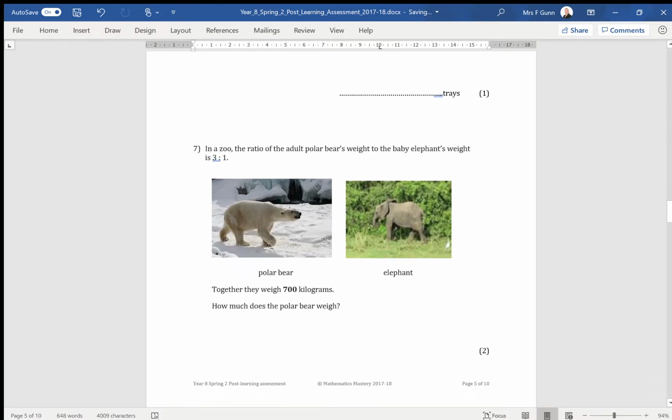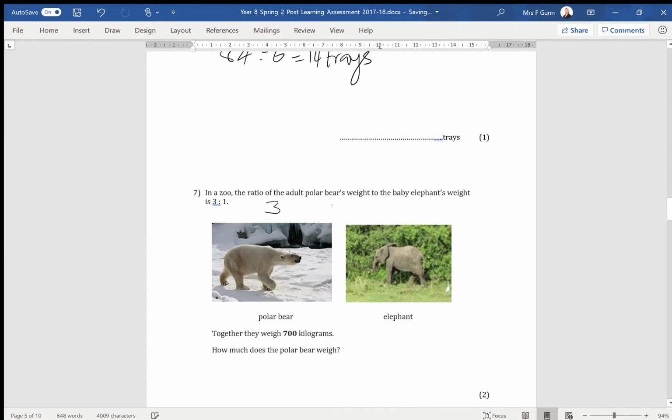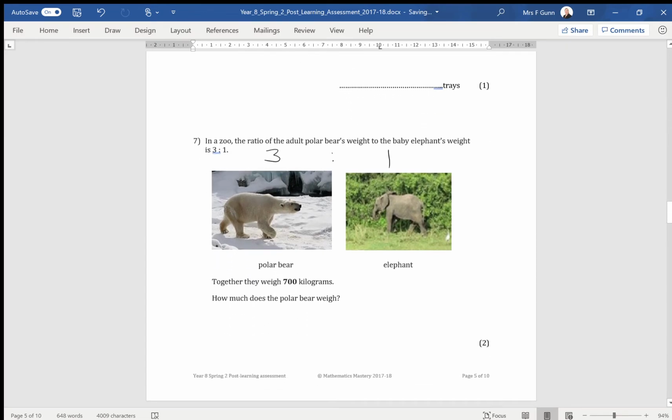In a zoo, the ratio of the polar bear to the elephant is 3 to 1. Together they weigh 700 kilograms. Okay, so if I add the 3 parts of the polar bear and the 1 part of the elephant, that's 4 parts. So I do 700 divided by 4, which is 175. So the elephant would be 175, and the polar bear would be 3 times that. So it'd be 525. So 525 kilograms.